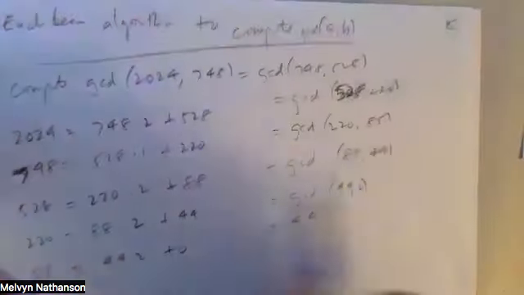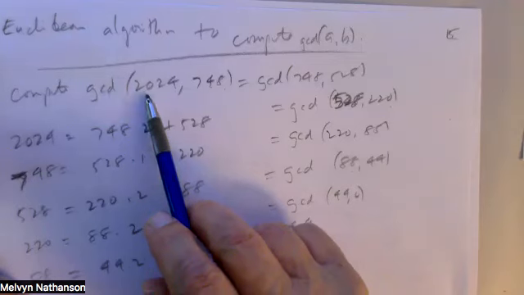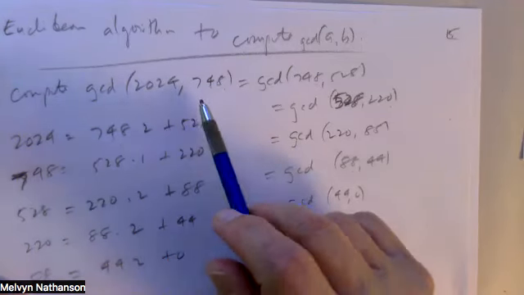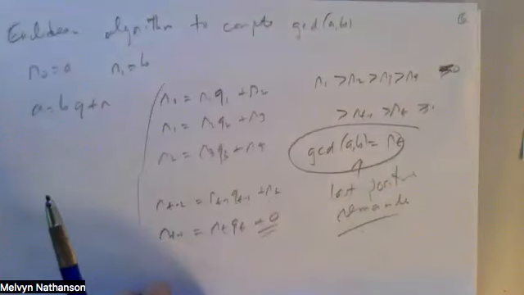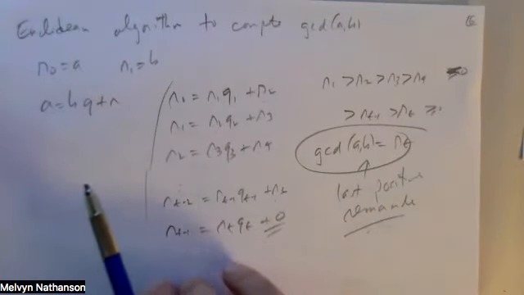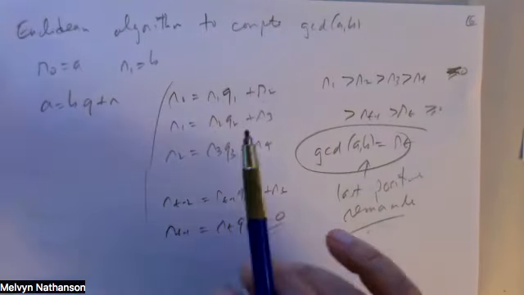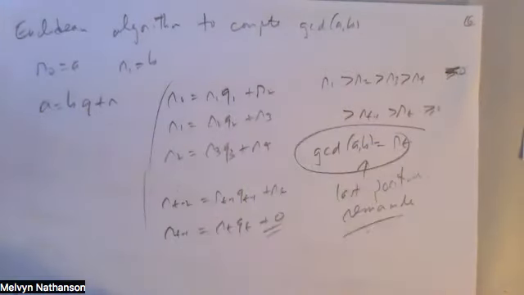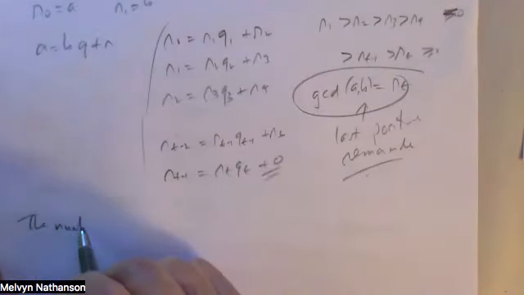So let's see, what was the example we looked at? When we wanted to find the greatest common divisor of 2024 and 748, this could have taken 748 steps. But we see, in fact, it only took 5 steps, which is a lot better. And in fact, the Euclidean algorithm is always better than the worst possible estimate.